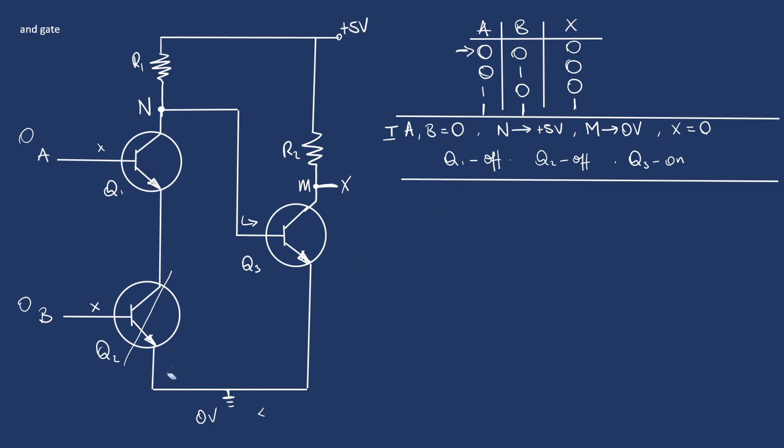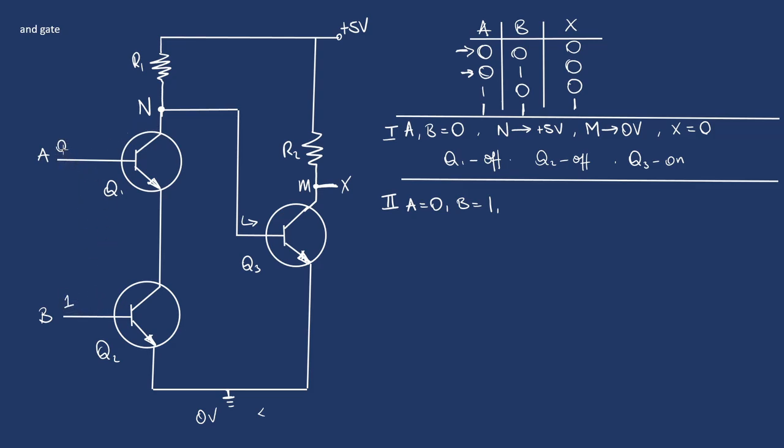We handled when Q1 and Q2 are off. So let's look at what happens when we turn on one of them. So let's look at case 2. Maintaining our circuit, A is equal to 0 and B is equal to 1. All right? So let's look at what happens. A is equal to 0. B is equal to 1.